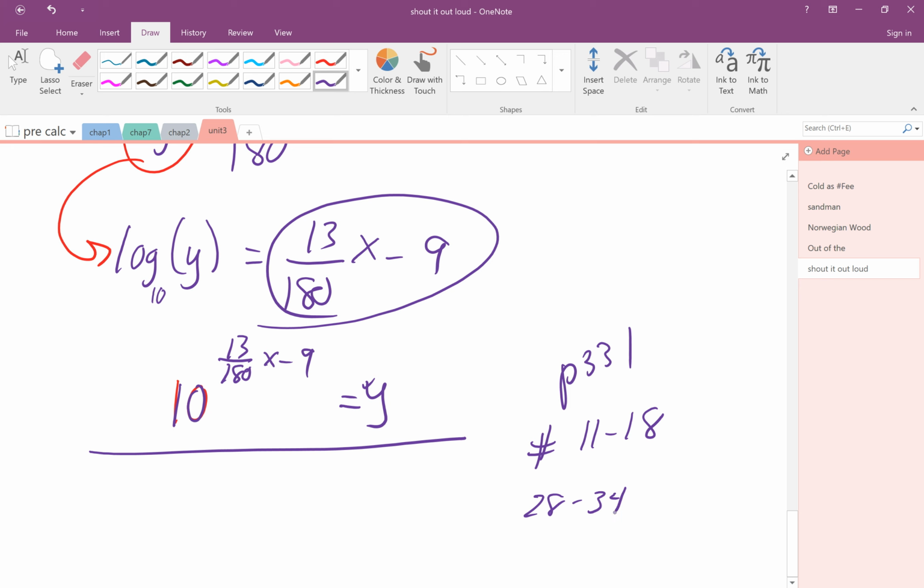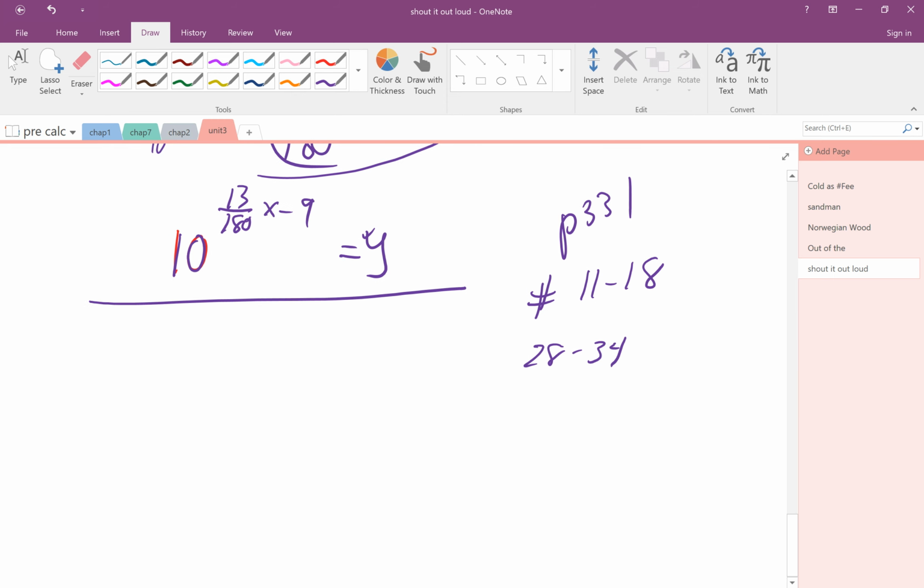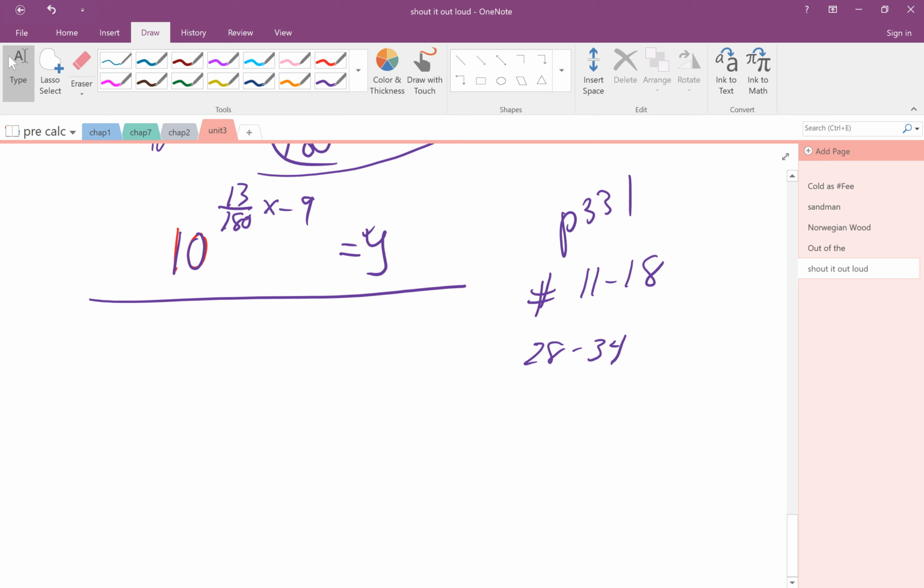28 through 34, which is, I believe, some more solving equations. Now, some of those are pretty tricky, so you may want to graph those rather than trying to do some log stuff. 29 and 30, I would definitely want to try graphing those because they're a real bugger to do otherwise. But there are some pretty interesting log equations there.